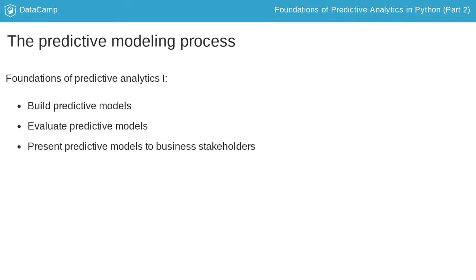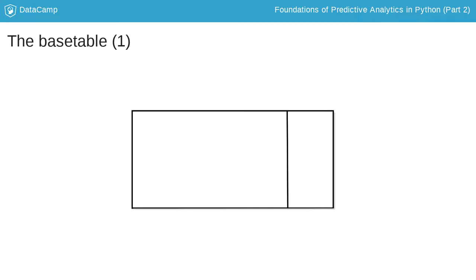In the first course, you learned to build predictive models, evaluate them, and present them to business. In this course, you will take one step back and learn how to build the base table that is used to build a predictive model. A predictive model can be used to predict an event. All information needed to make these predictions is stored in the base table.